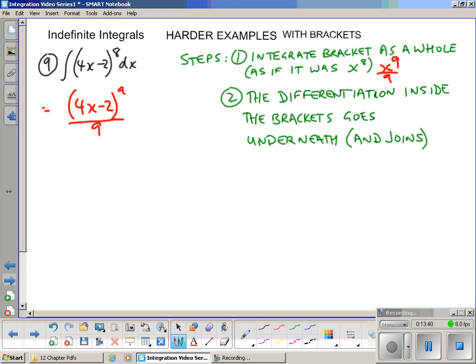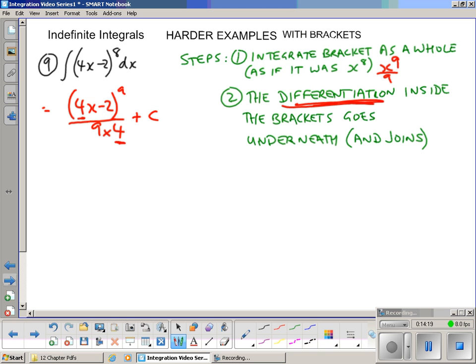And what also has to happen is step 2. We have to take the differentiation of inside the bracket, and I know we're doing integration, I believe you, but we actually have to do a little bit of differentiation in this function of a function rule here. Pretty weird, but still. And when we get the differentiation of inside the bracket, it goes underneath and joins any other numbers that are dividing here. So the differentiation of inside the brackets is just 4. So that goes underneath and joins any other numbers that are dividing. So that is times 4. That 4 down the bottom here came from the differentiation of inside the brackets.